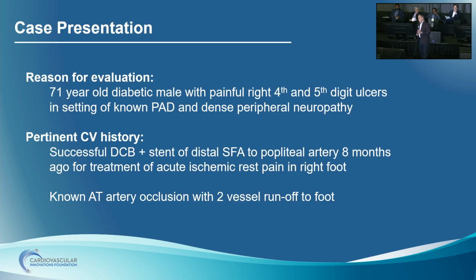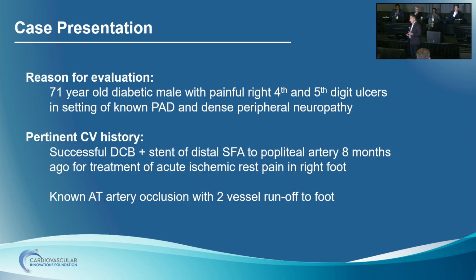So, briefly, a 71-year-old diabetic gentleman presented with painful fourth and fifth digits on the right foot in the setting of known peripheral artery disease and dense peripheral neuropathy. So the first red flag was pain in the setting of neuropathy. In terms of his relevant cardiovascular history, he had had previous intervention with successful drug-coated balloon and stenting of the distal SFA to popliteal artery only 8 months prior, but in that case was for the treatment of acute ischemic rest pain in the right foot. So he didn't have any tissue loss at the time, but definitely had rest pain.